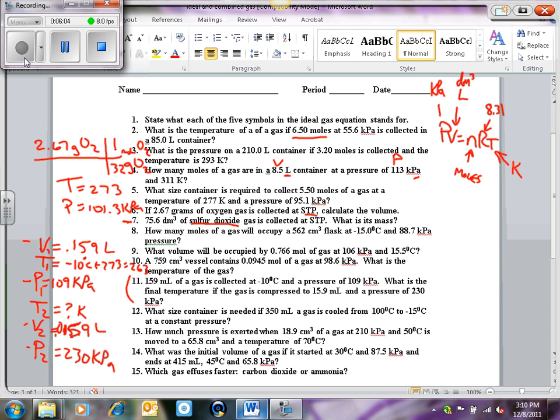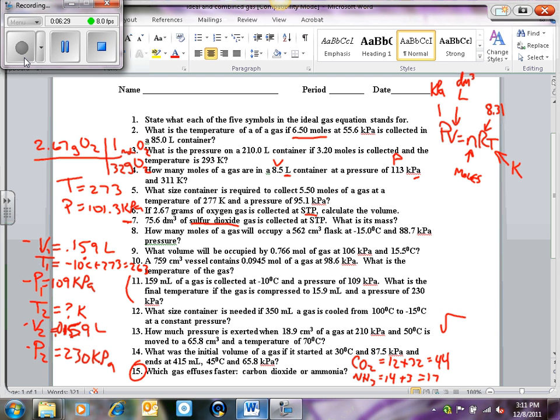Take a look at these problems, and also number 15 is not that hard of a problem. Gas effusion just says which one moves faster. Carbon dioxide, which is CO2, well, that's 12 plus 32. Its mass is going to be 44 grams per mole. Ammonia is NH3, that's 14 plus 3, that's 17.